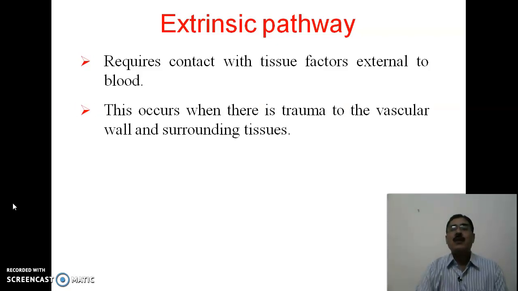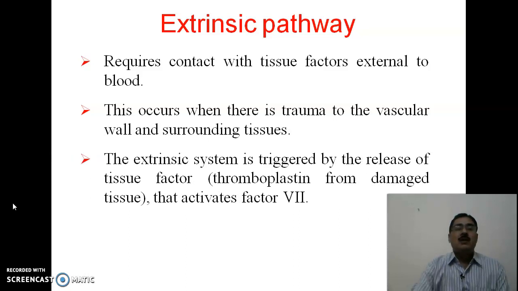This occurs when there is trauma to the vascular wall and surrounding tissues. The extrinsic system is triggered by the release of tissue factor, which is the thromboplastin from damaged tissue that activates the factor number 7.